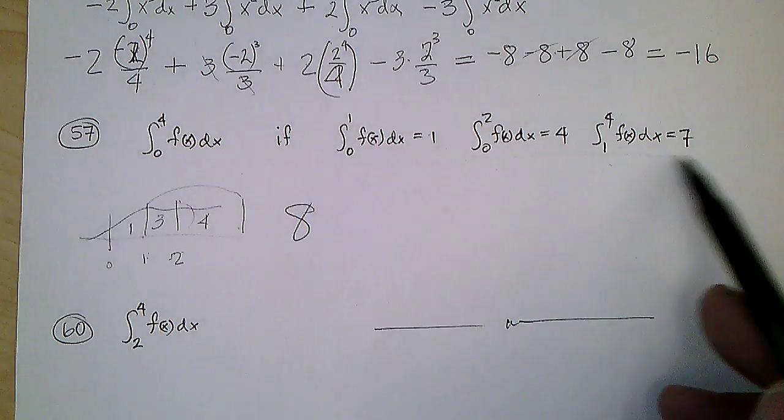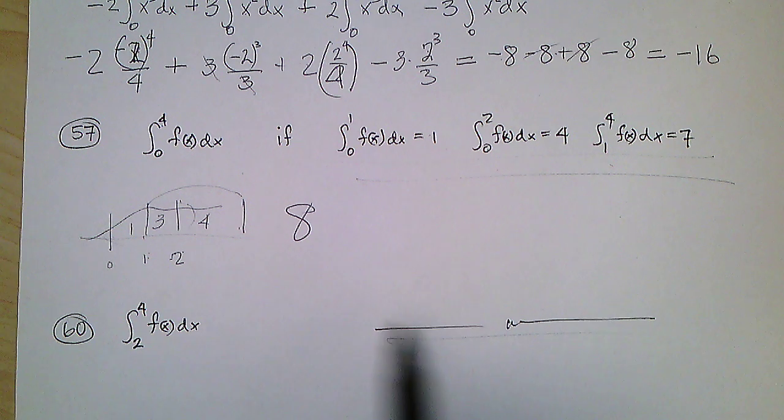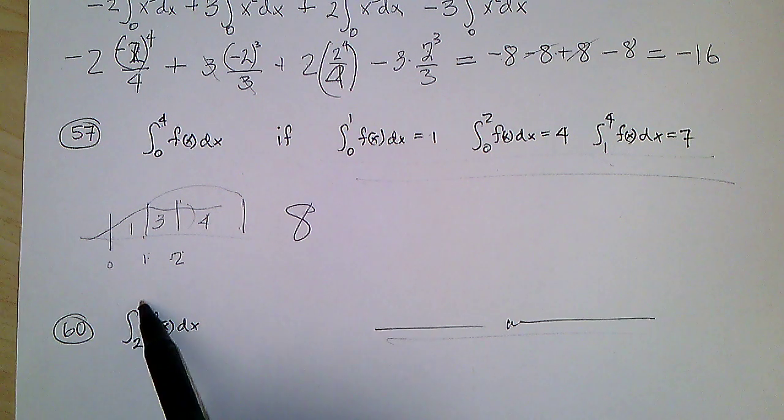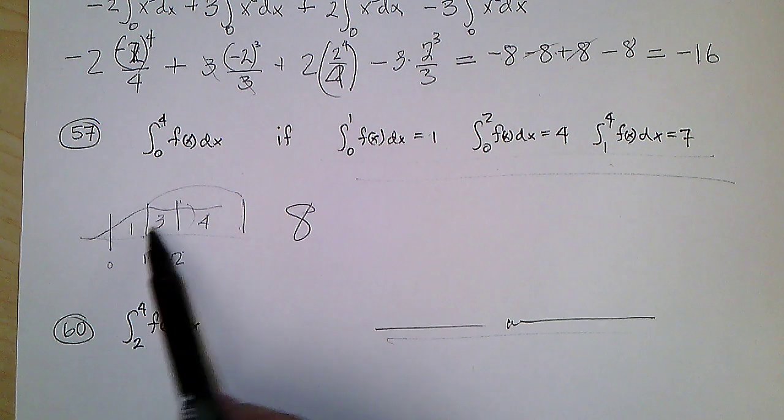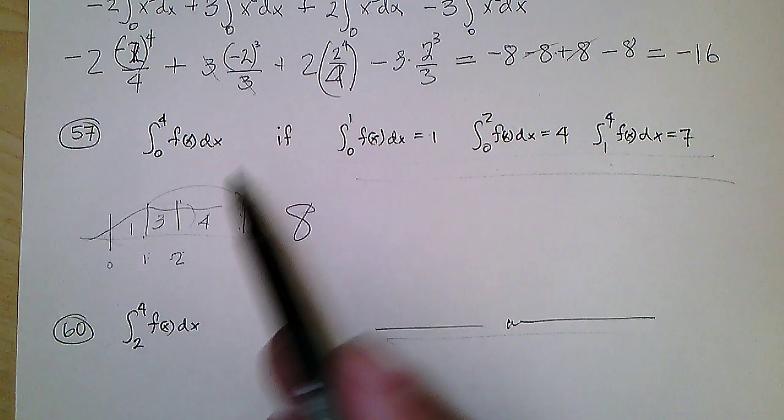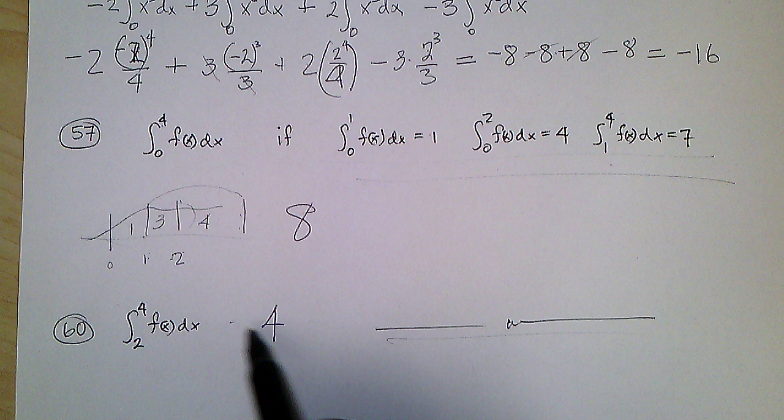Now it says using these same things again, that's what this is meaning. We're supposed to find it from 2 to 4. Well, 2 to 4 is 4 because 1 to 4 was 7 and this is 3, so that's just got to be 4.